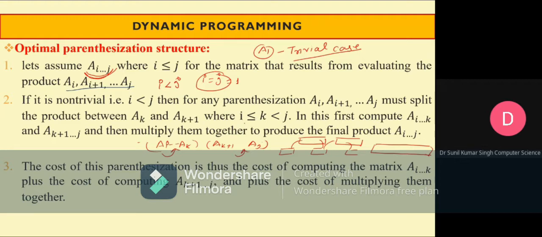Now look at what can be the value of k. Of course, it cannot be equal to j. It will be lesser than j, and it will begin from i. So you can see k will be somewhere here, and it can be equal to i also. So k is ranging from i to less than or equal to j minus 1.